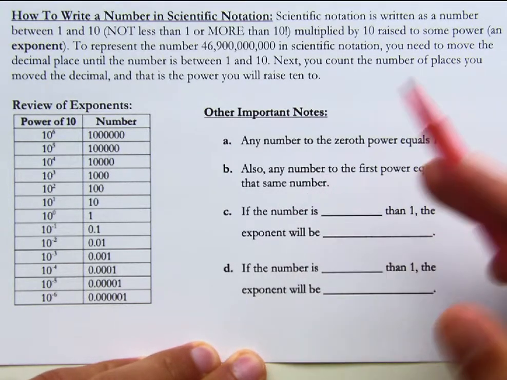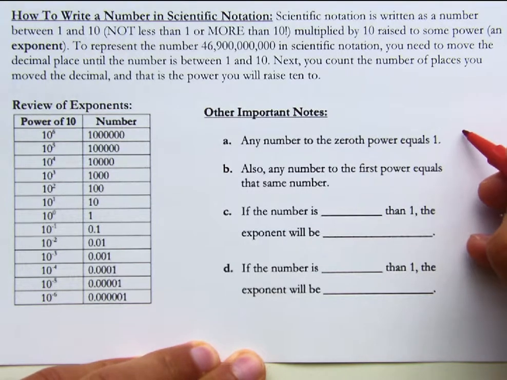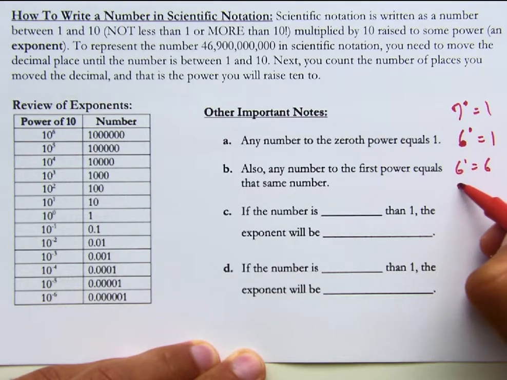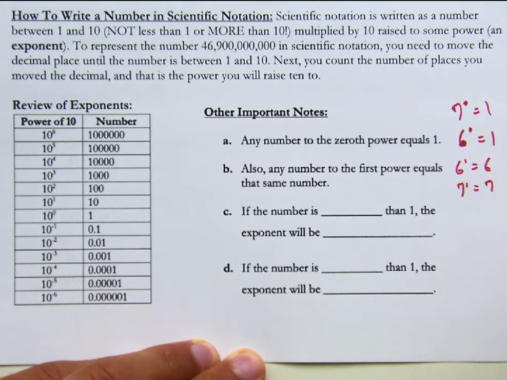Okay. So if instead of 10, if you had 6, that's a 6 to the 0 power, that's 1. Or if you had 7 to the 0 power, that's 1. If you had 6 to the first power, that would equal 6. And if you had 7 to the first power, that would equal 7. Okay, so any number to the 0th power is 1, and any number to the first power is itself. 6 to the first power is 6, 7 to the first power is 7.